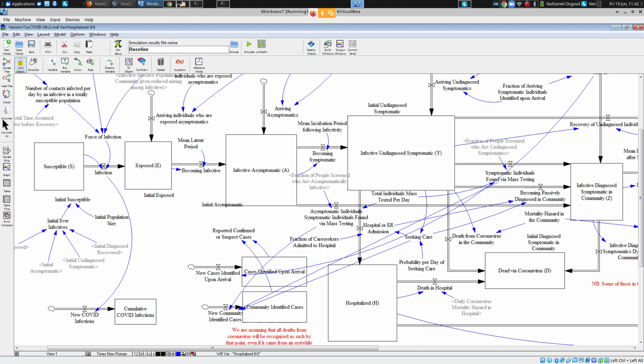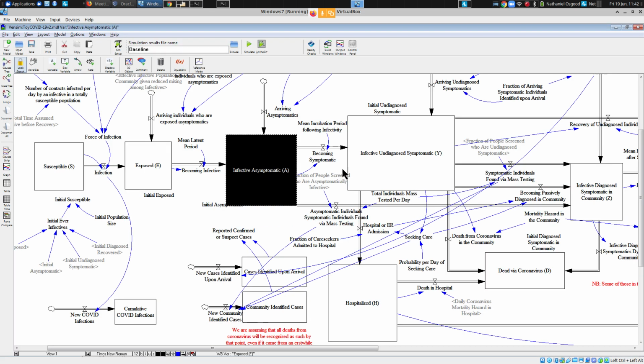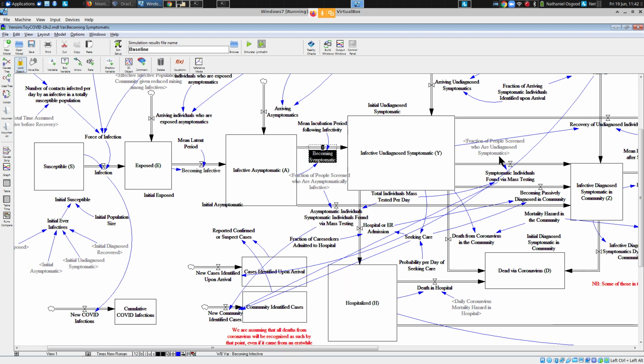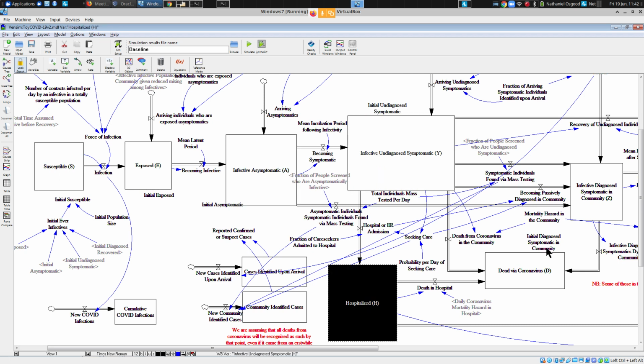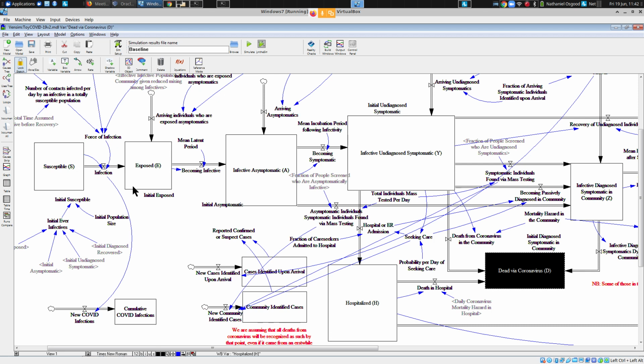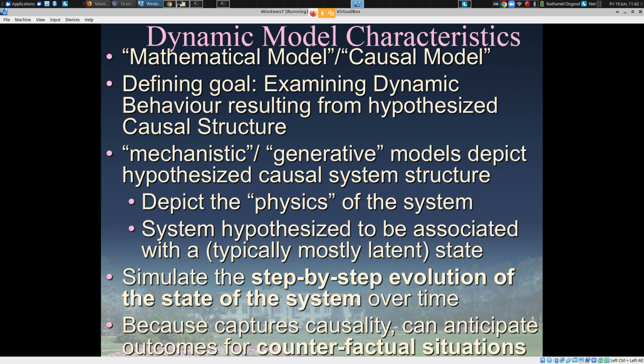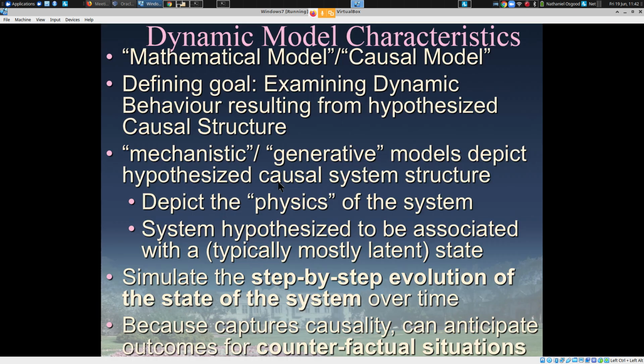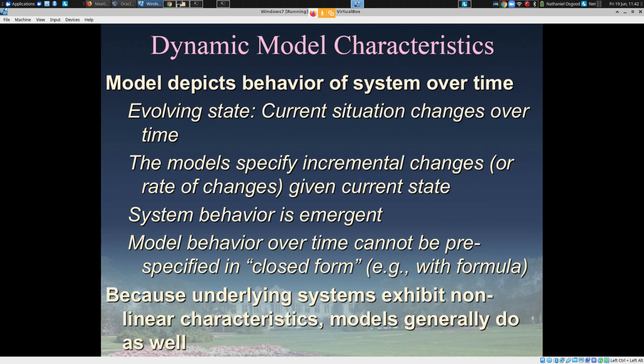Step by step, it simulates how many people are here, here, here, here, here. And then it figures out how many people go between them in the next day. And then the next day, how many people are here, here, here, here, here, etc. And then figures out how many people go between these stocks that day, how many people are coming in externally. And it plots it out. It's simulating, in this micro world, what's going on over time. And because we're positing causal structure of the system, we can ask about these counterfactuals.